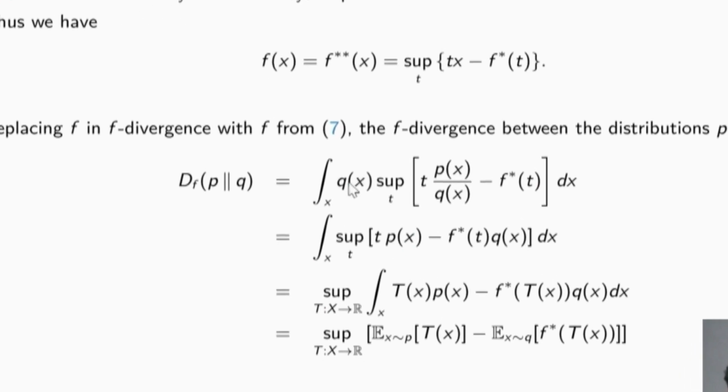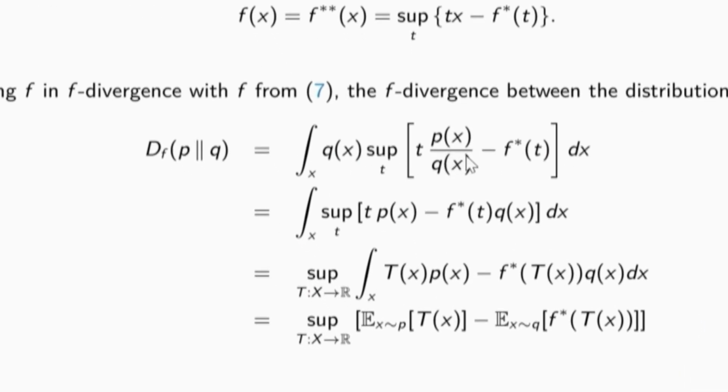If you see here, q can go inside, because q does not depend on t, so the supremum will not really do anything for that. You can easily put the q inside, and q and q get cancelled, and q(x) gets multiplied with f star t. So this is what we did. Until here it's fine. Now this is the big trick.